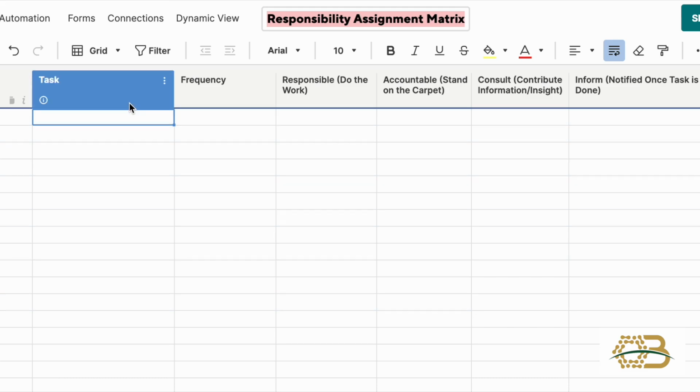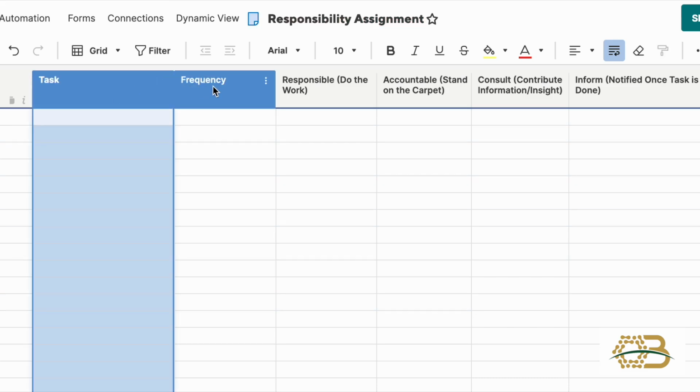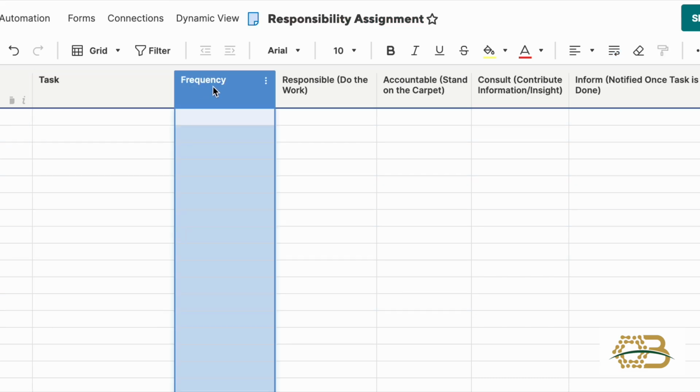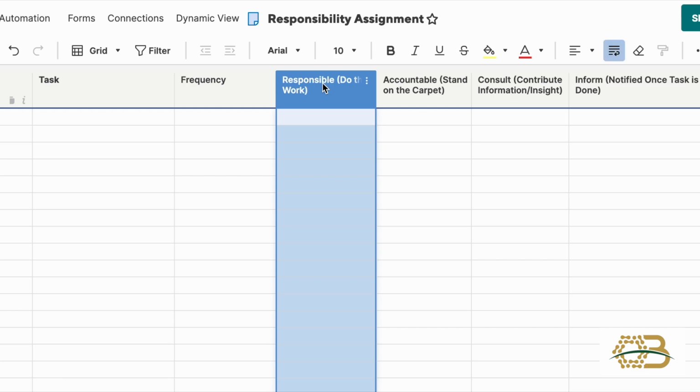It goes through and lists the task, then the frequency that the work will be done, and then who's going to do the work. That's always going to be greater than or equal to one person, because one person should be doing the work if the task is there, and more than one person could also do the work. Think about if you go to a drive-through, more than one person is taking an order.